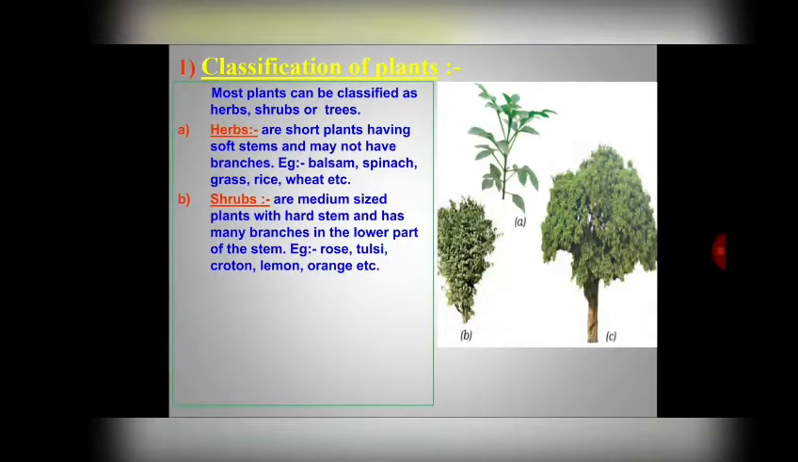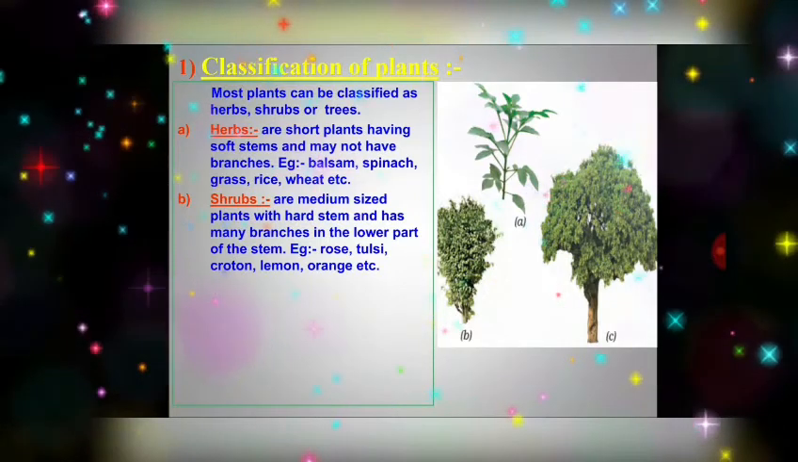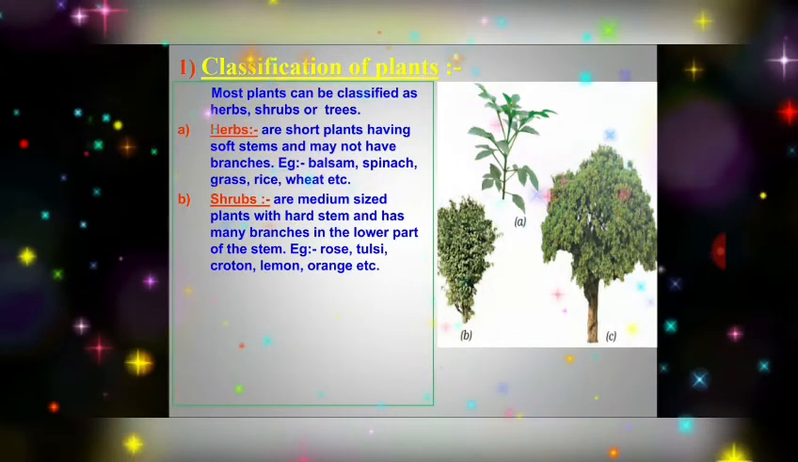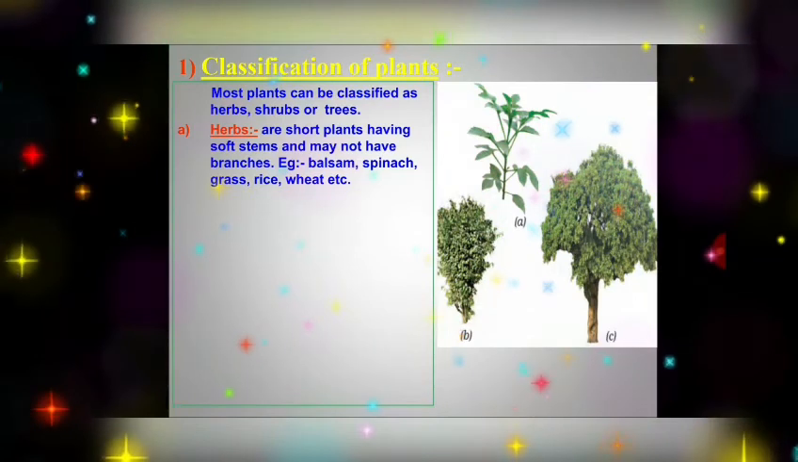Shrubs are medium-sized plants with hard stems and have many branches in the lower part of the stem. Shrubs are medium-sized plants with a hard stem, and look like bushes. So such plants are called shrubs.